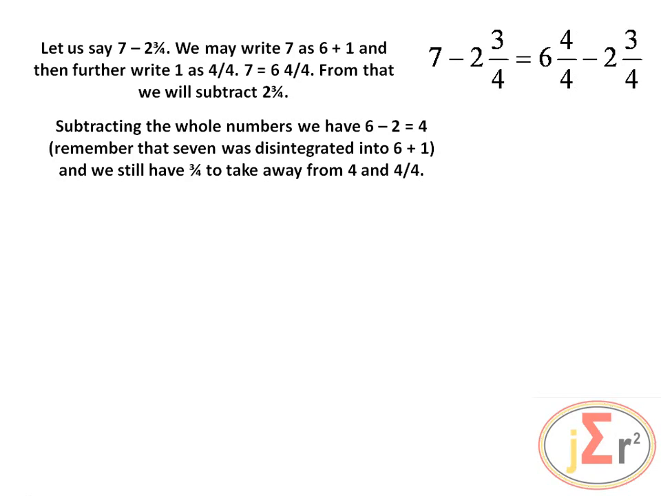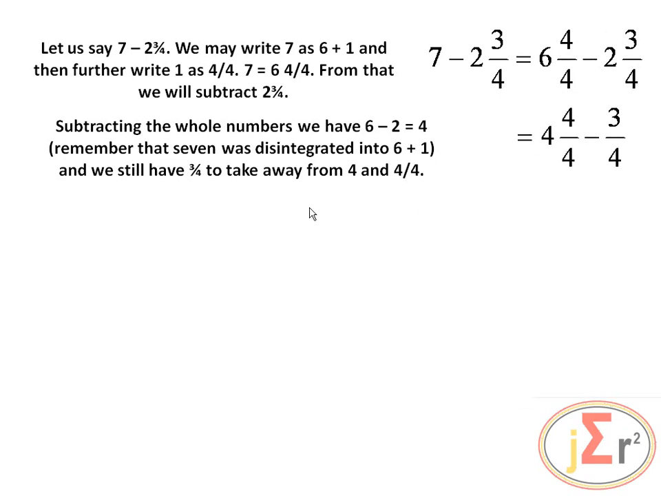Remember that 7 was disintegrated into 6 plus 1. So this 7 is actually 6 plus 1, and this one is written as 4 over 4. So 6 and 4 over 4, minus 2. We subtract the whole numbers and we end up with 4. Then we take that 3 over 4 from the 4 over 4, and we get 1 over 4.